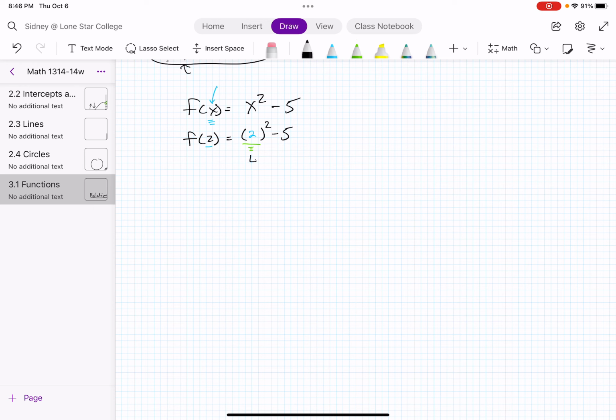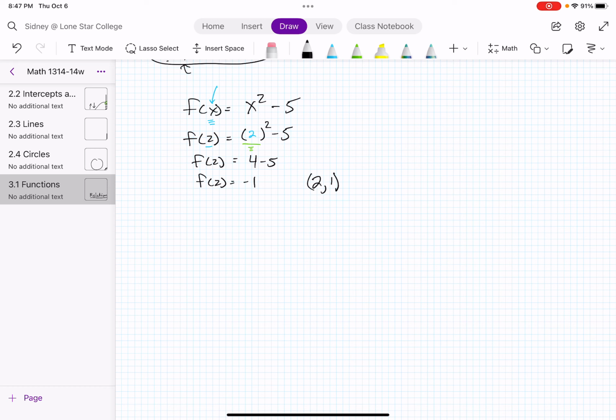2 squared is 4. And so I have f of 2 equals 4 minus 5, which means f of 2 equals negative 1. So when you see f of 2, that means evaluate the function f for 2 as the 2 is plugged in for x. And what do you get when you plug in 2 for x? In this case, f of 2, the function evaluated when x equals 2, gives us an output of negative 1. And so we could represent that as f of 2 equals negative 1. We could also say when the input is 2, the output is negative 1.